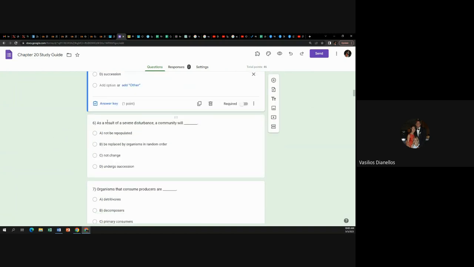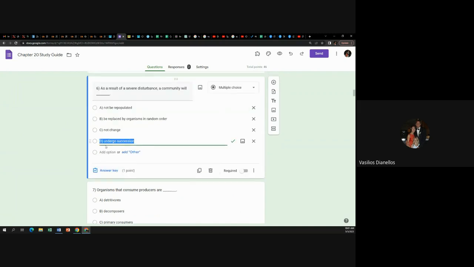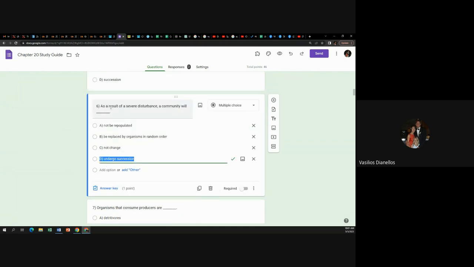All right. As a result of a severe disturbance, a community. So here we're talking about a severe disturbance, not just some regular old disturbance. It's a big one. Community will undergo succession. So, for example, if a volcanic island went off and everything was covered in lava and that hardened, so now you just have a big rock island where there used to be life, it would undergo succession, right? First you'd have little tiny plants, and then you'd have bigger plants, and life would eventually come back, but that is what succession is. So any questions about number 6?